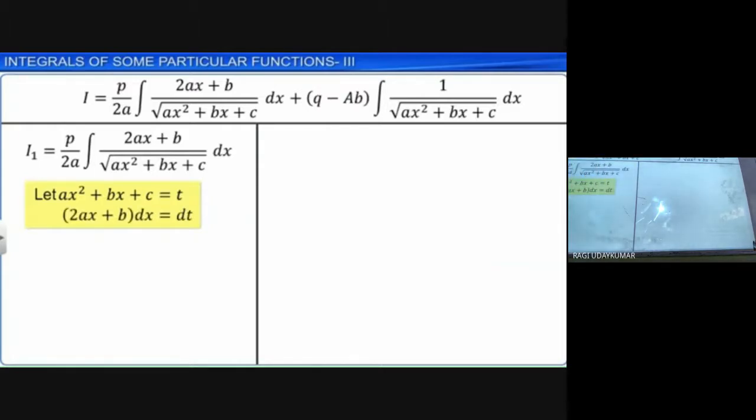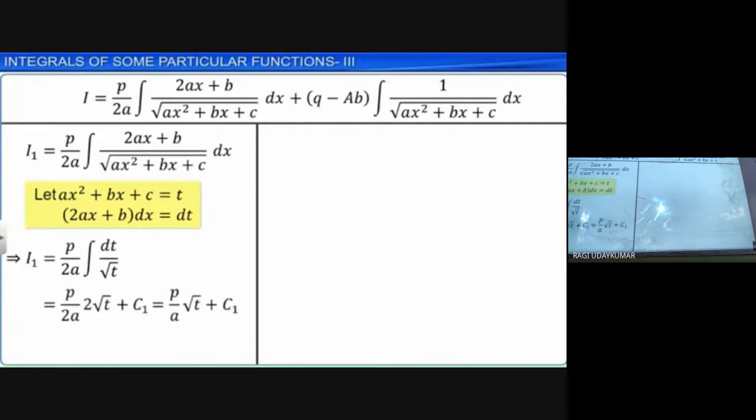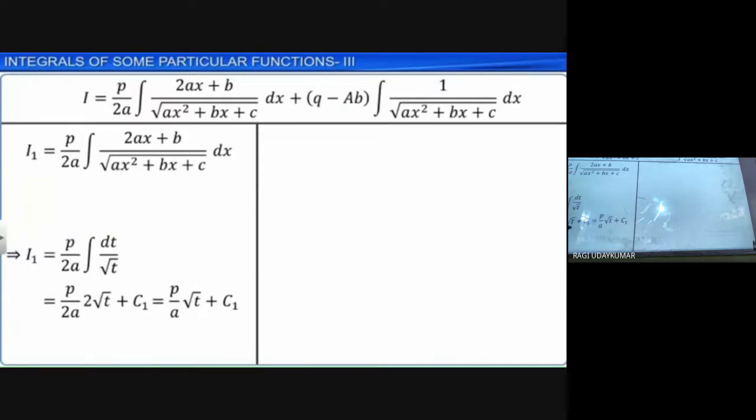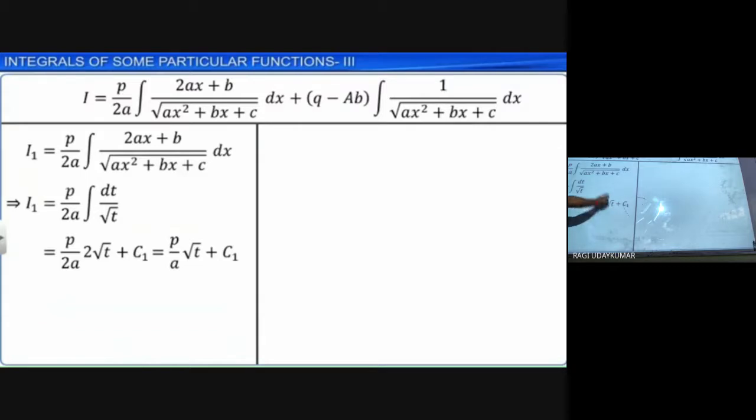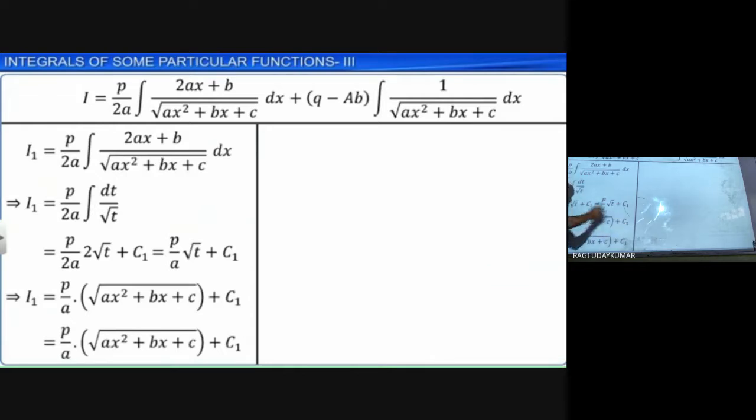So 1 by root t का integration क्या है, t to the power of 1 by 2 by 1 by 2, we are going to get root t है ना, t to the power of minus 1 by 2. So integration is we are going to 2 root t है. Integration of 1 by root t is 2 root t plus c1. So root t value क्या है, ax square plus bx plus c, that is replaced. p by 2a, the 2 will get cancelled, p by a into under root of ax square plus bx plus c plus c1. ये तो हो गया है.